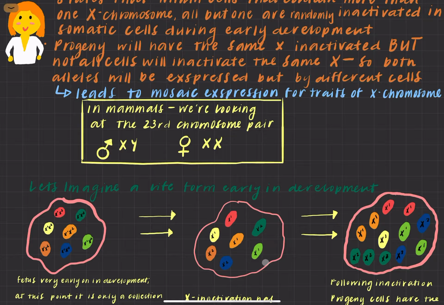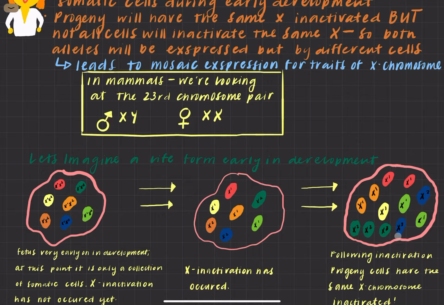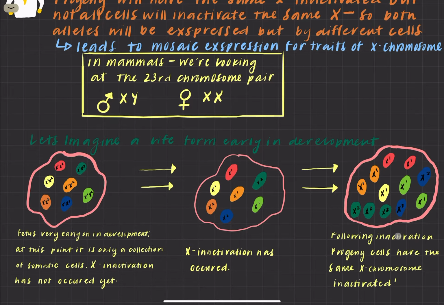Once inactivated, all progeny cells have the same X chromosome or chromosomes inactivated. This inactivated X chromosome is called a Barr body. This name is based upon the person who first observed Barr bodies, Murray Barr, in 1949.